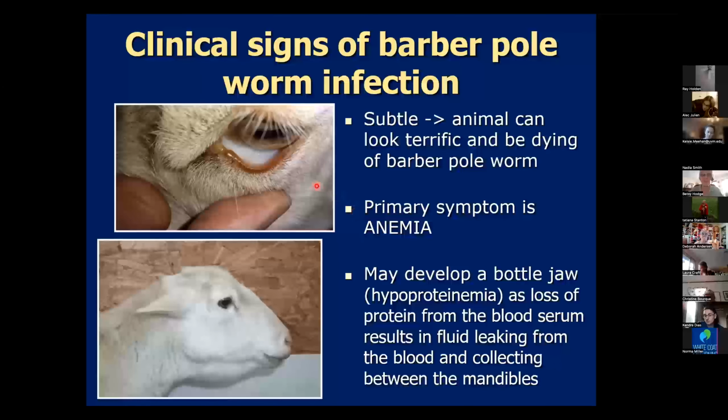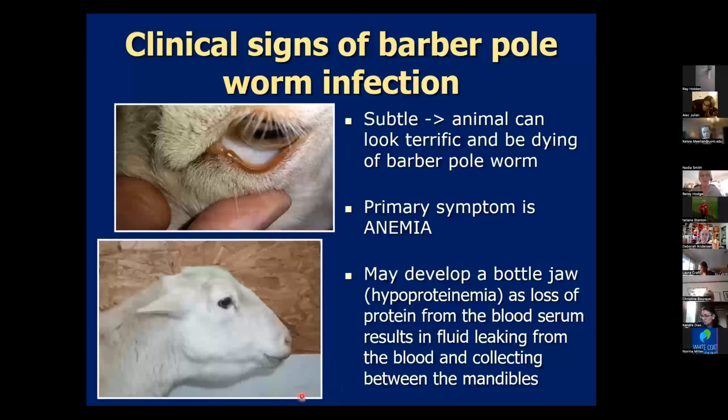And if you look at this, this is the eye of a sheep or goat, and they're pulling down the lower eyelid and looking at the mucosa right here. And that's white like a piece of paper, and it should be nice and pink, much like the inside of your own eye if you look at it in the mirror. And so this is a very anemic animal, very anemic.